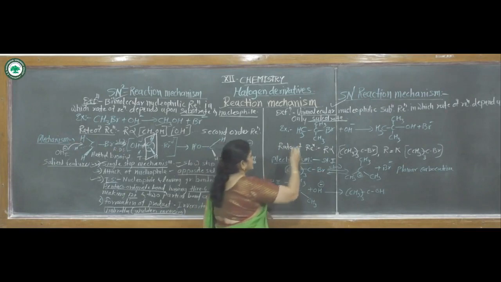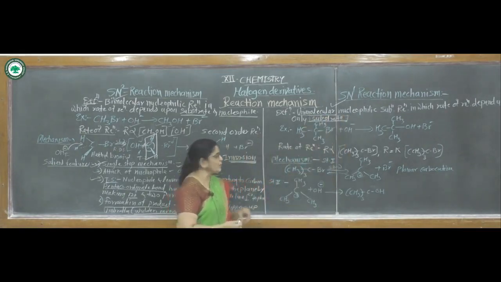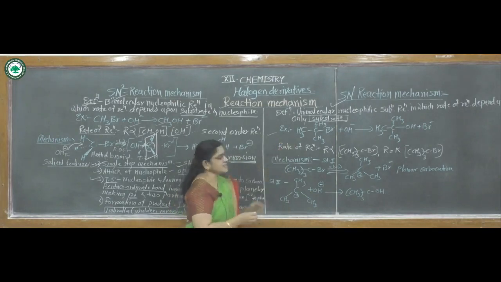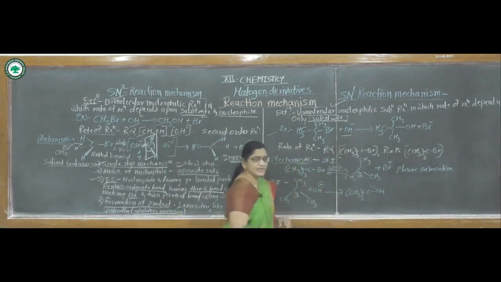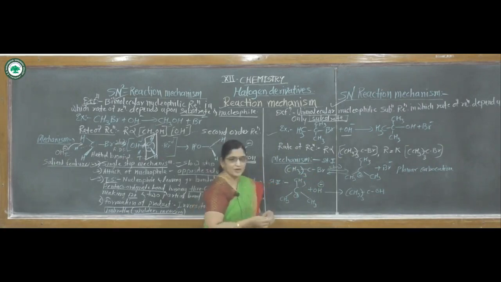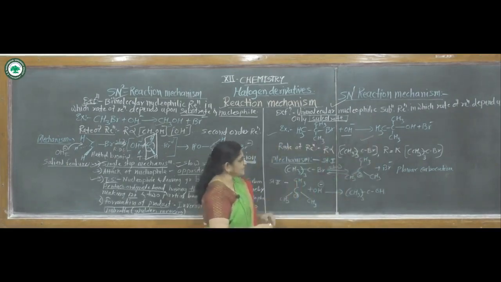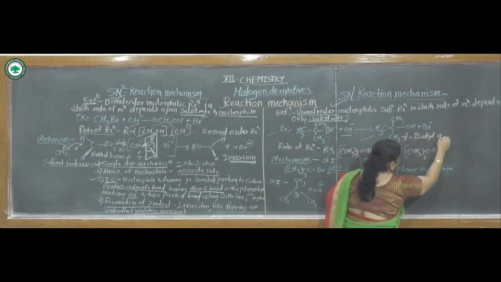In this reaction, the rate of reaction depends only upon the substrate, that is only one molecule, hence it is called an SN1 reaction. Then an example of the SN1 reaction is tertiary butyl bromide. If tertiary butyl bromide reacts with a nucleophile, sodium hydroxide or potassium hydroxide, it gives the product tertiary butyl alcohol.